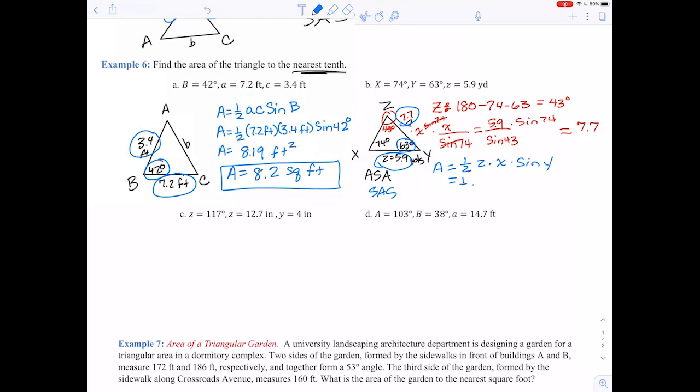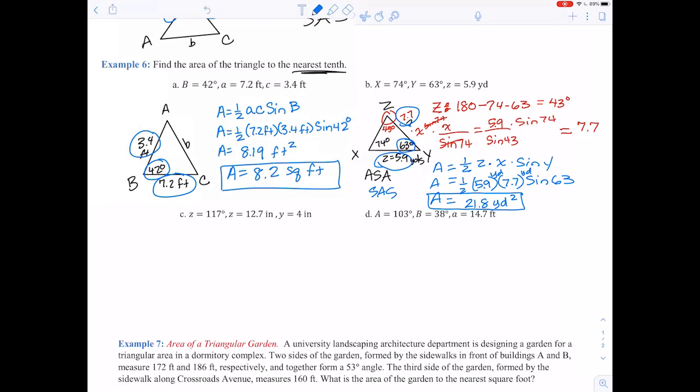All right, so substituting in now, we get 1/2 of 5.9 times 7.7 times the sine of 63, and we plug that into the calculator and we get, I should put yards in here, 21.8 yards squared, or square yards, and so that would be the area of that triangle there.